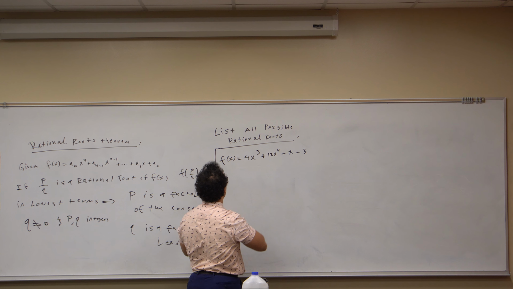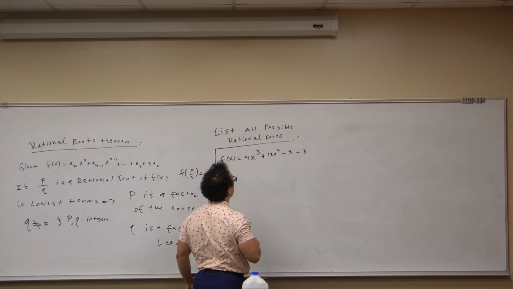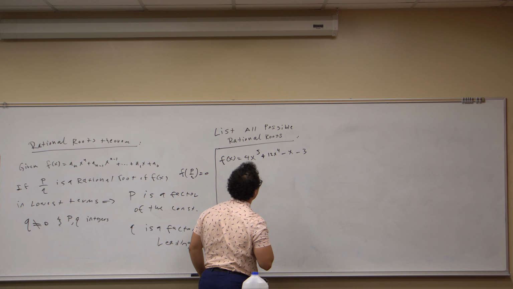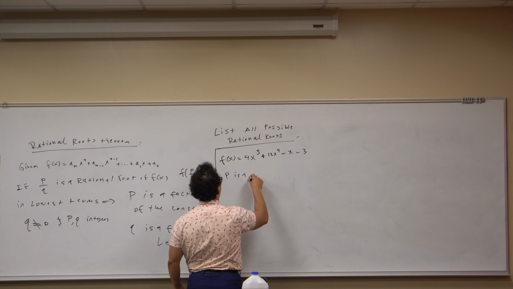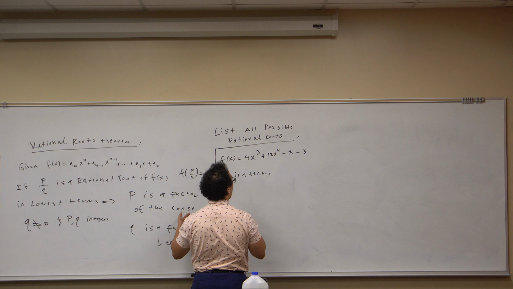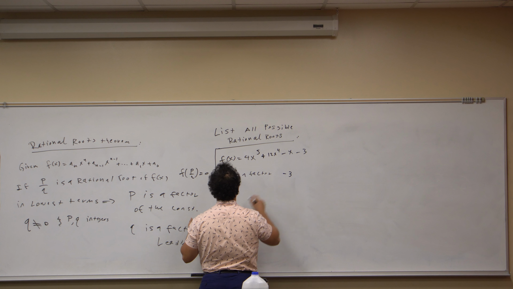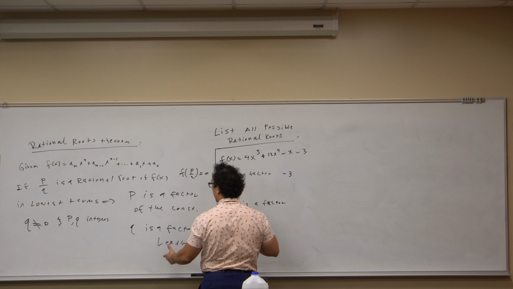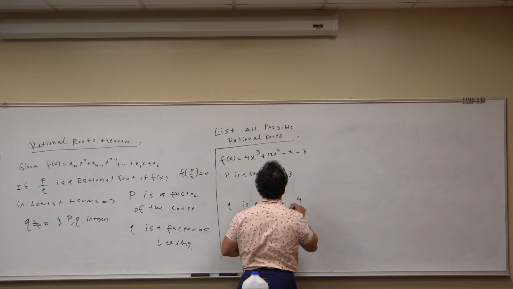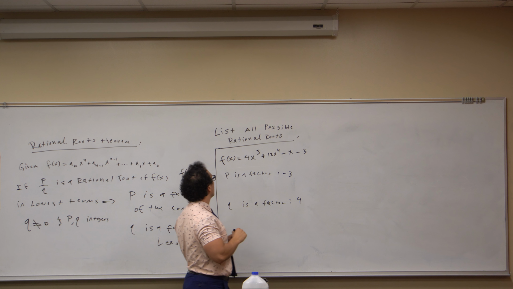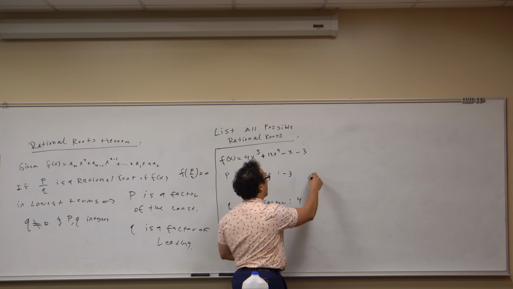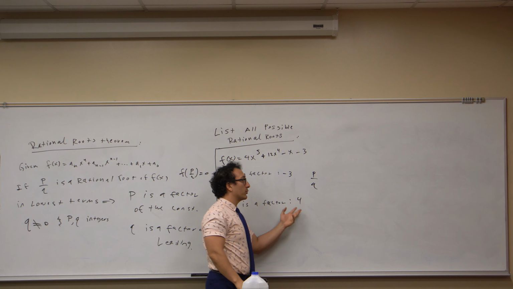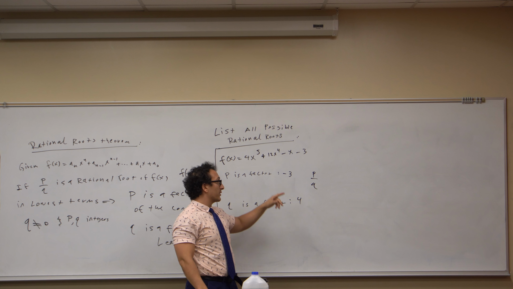So here in this case, in this polynomial, f of x is equal to 4x to the 5th plus 12x to the 4th minus x minus 3, we would have p is a factor of the constant term, so that's -3, and q is a factor of the leading coefficient, which would be 4. Okay? Now, to find all possible rational roots, we merely take the ratio of p over q of the possible factors of -3 and 4.